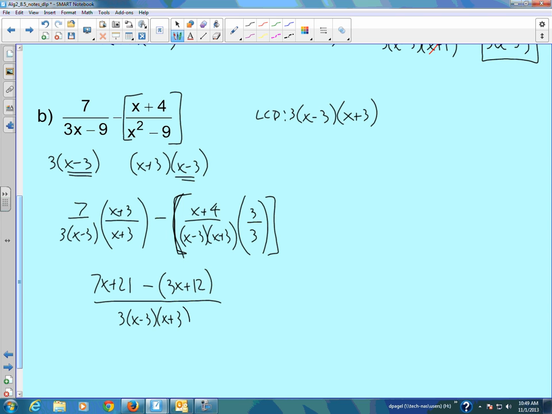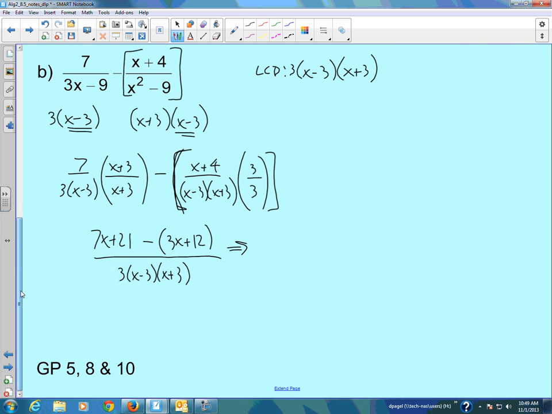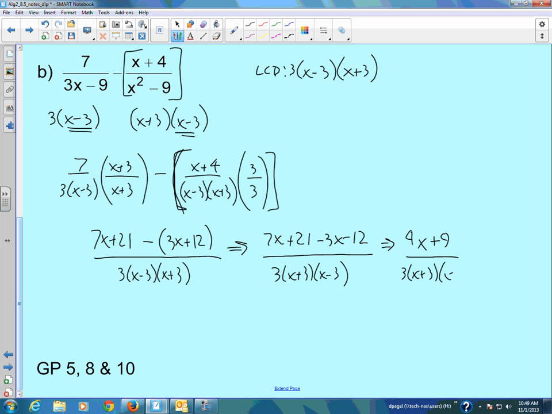And we'll go and distribute that negative and get 7x plus 21 minus 3x minus 12. Then we'll go a little further because we can combine like terms and get 4x plus 9 over 3 times x plus 3 times x minus 3. Okay, 4x plus 9, nothing to pull out there, and so we're done.